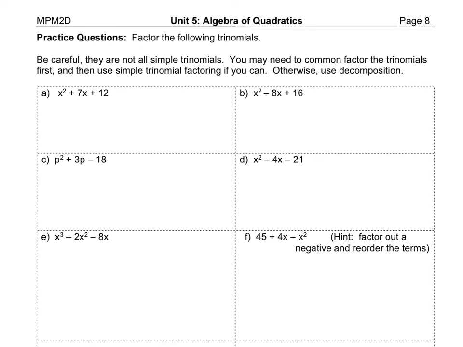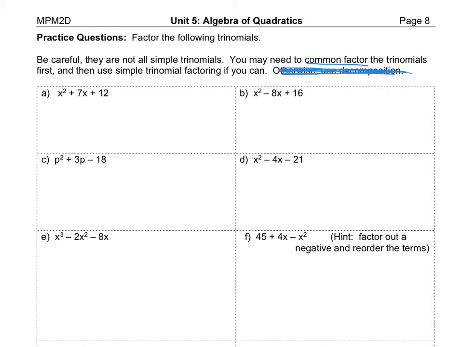All right, so here we are going to factor the following trinomials. Be careful, not all of them are actually simple trinomials. Sometimes we combine types of factoring. Sometimes we need to common factor the trinomial first and then use the simple trinomial factoring if you can. Don't worry about this decomposition, that's going to be in our next lesson. That's not applicable right now.